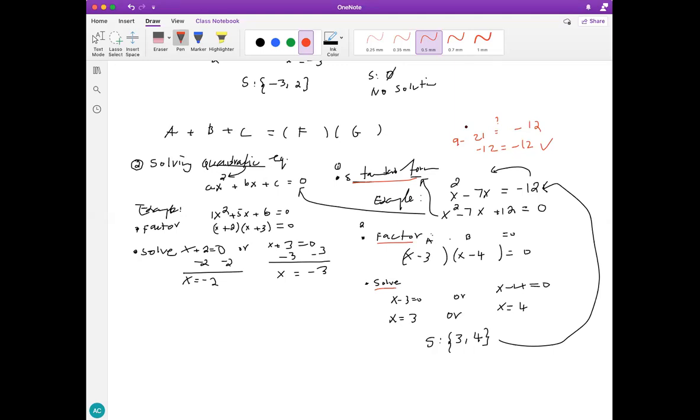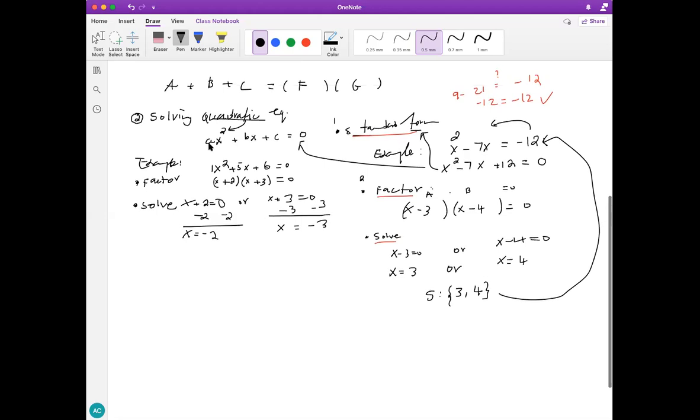Okay, everybody in the room, are you guys okay? Any questions? Can you give another example, please? Yep, we're going to be doing a bunch of other examples. So always standard form first, factor, and solve.